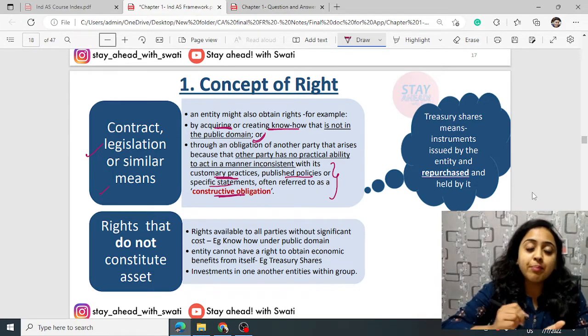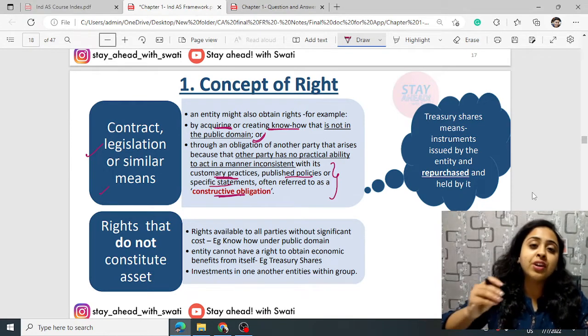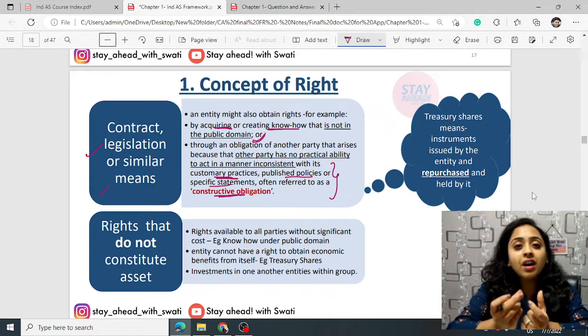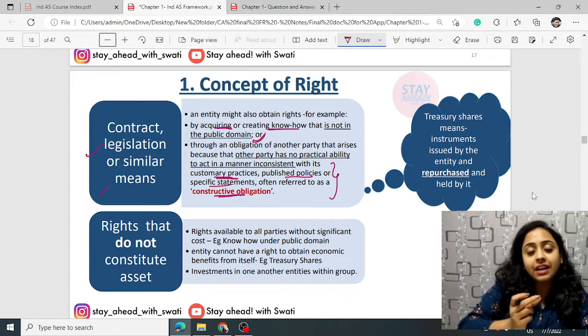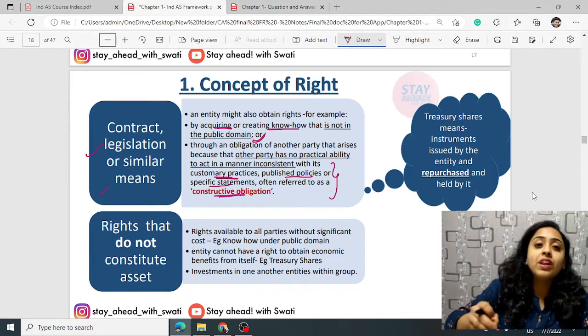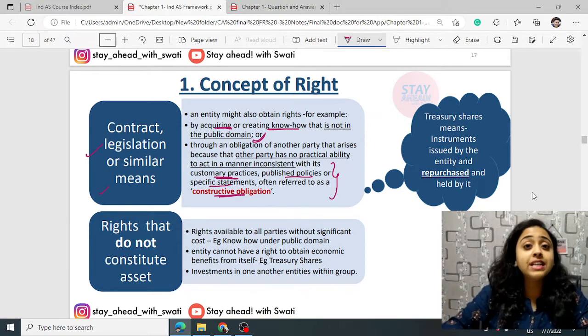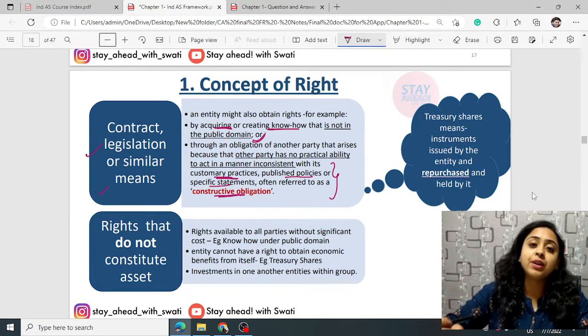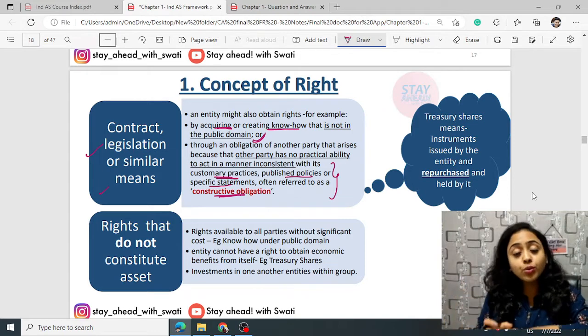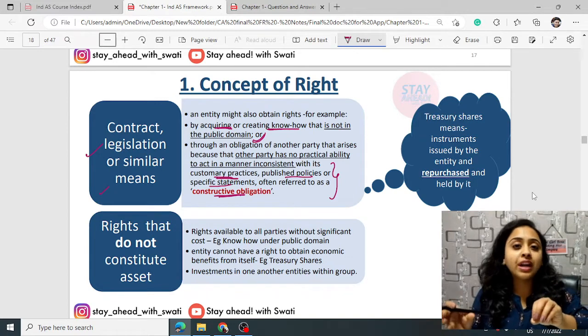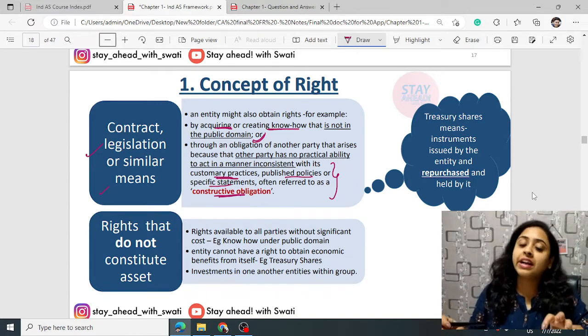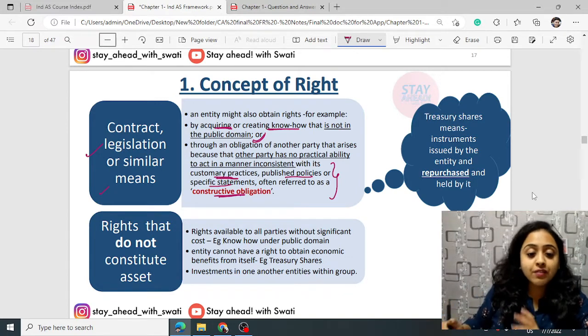If you have contracted something, written down and published any sort of provision, then that is known as your constructive obligation. Due to that constructive obligation, you will have to act in that particular manner, and you are expected to act in that particular manner. So due to that obligation, you have a right. Due to such contract, you have a right. Due to such law, you have a right. Okay, third case. And fourth, when rights do not constitute an asset.